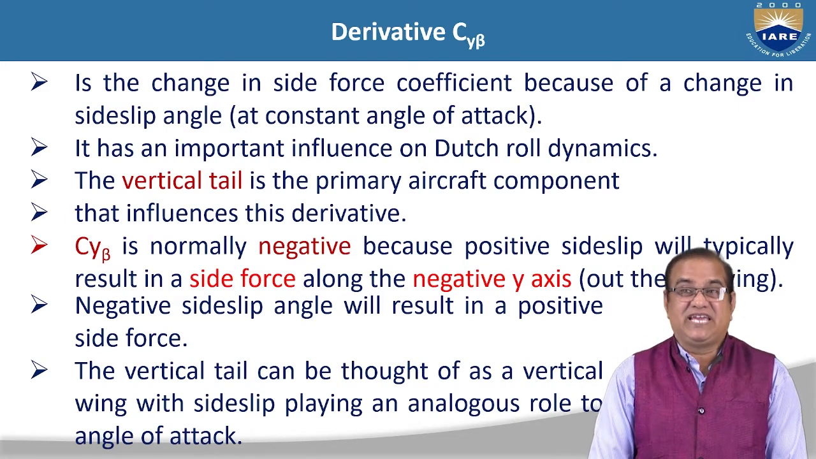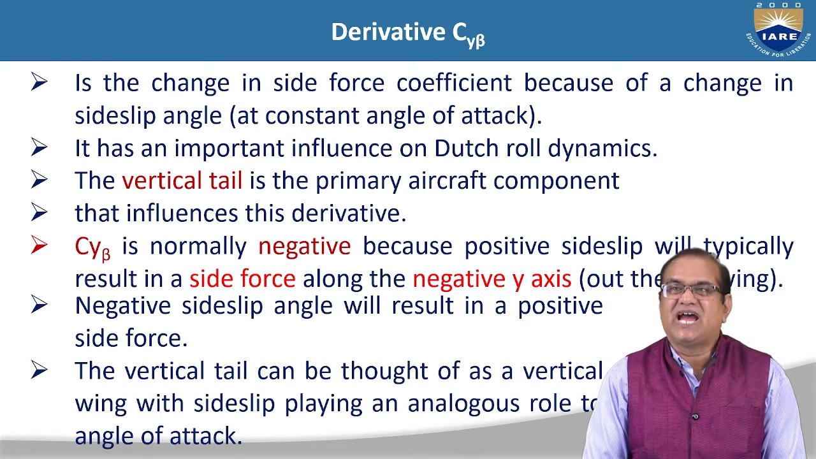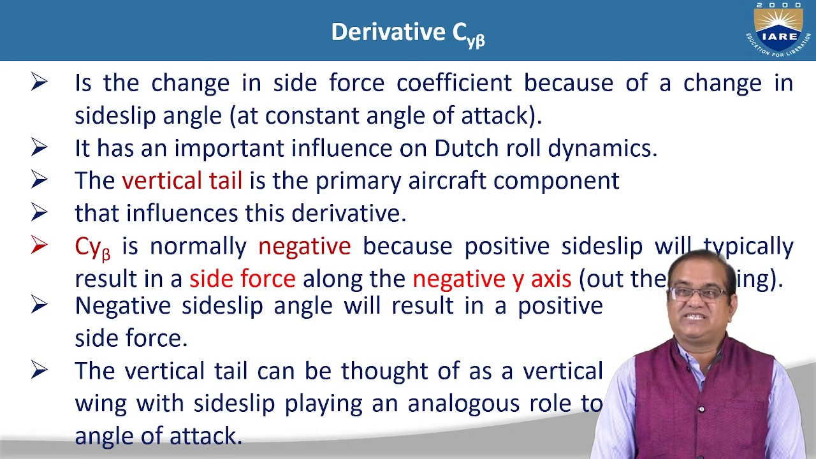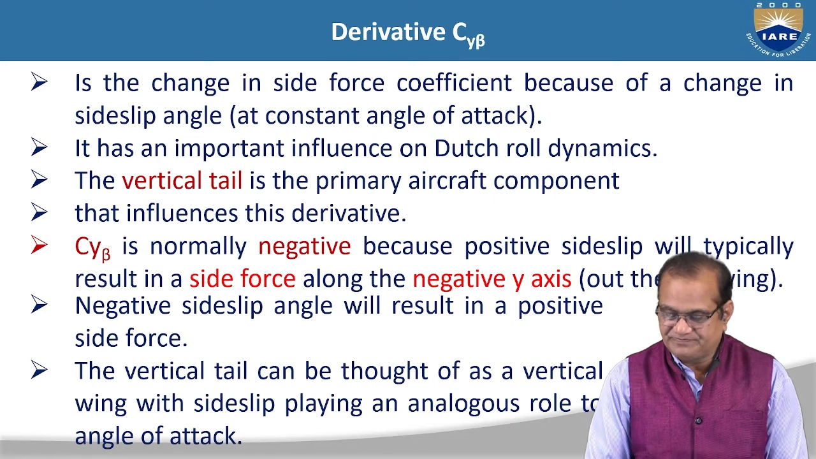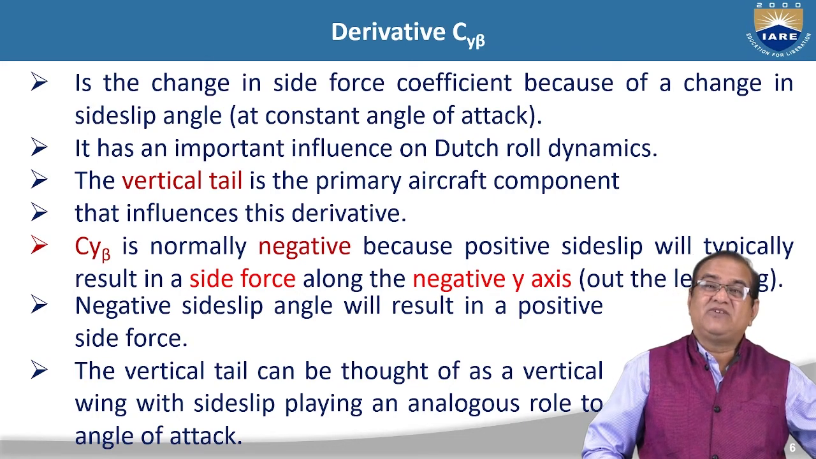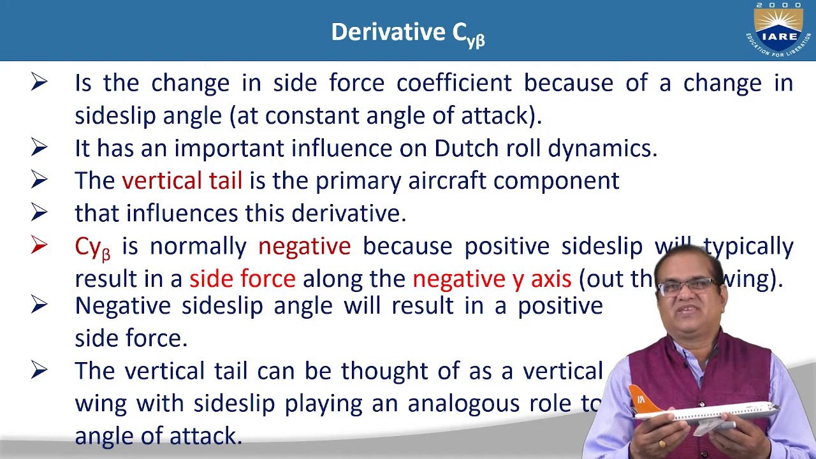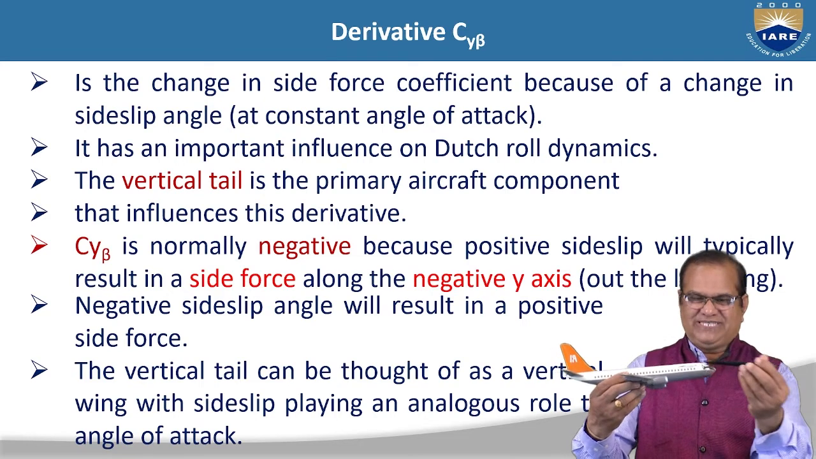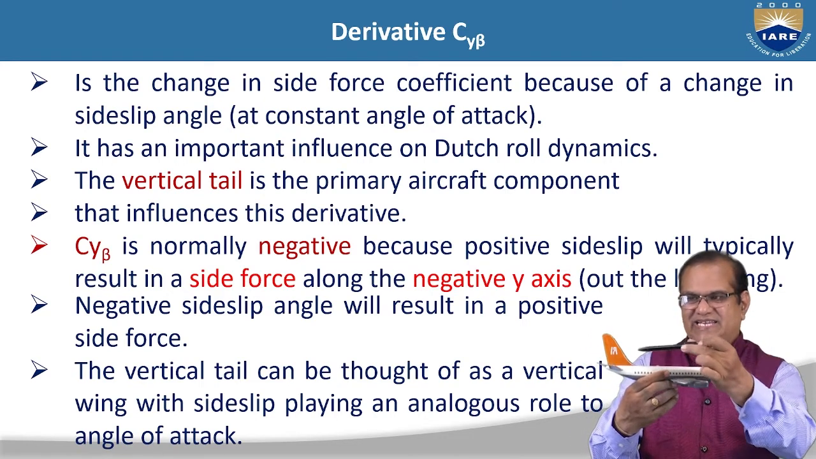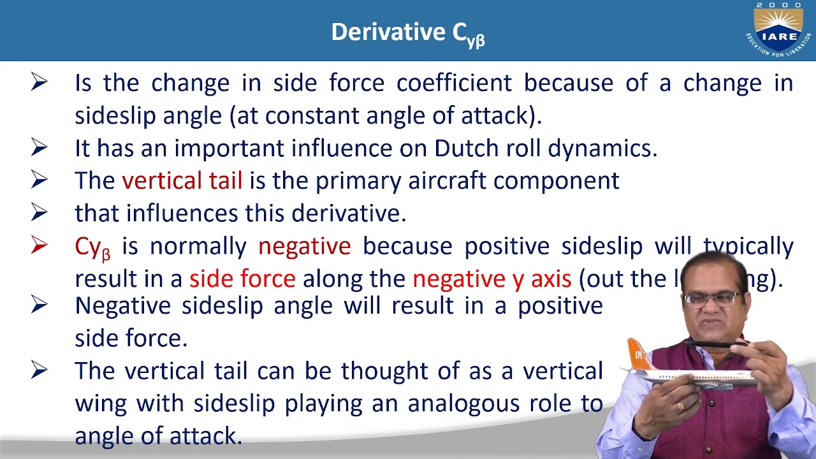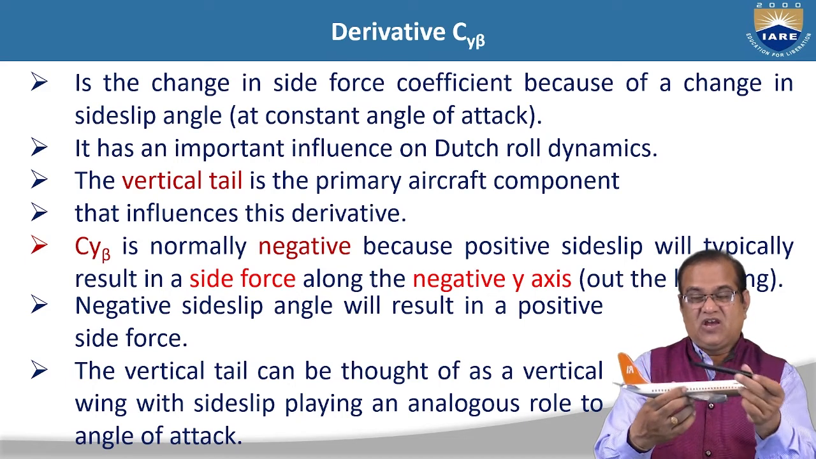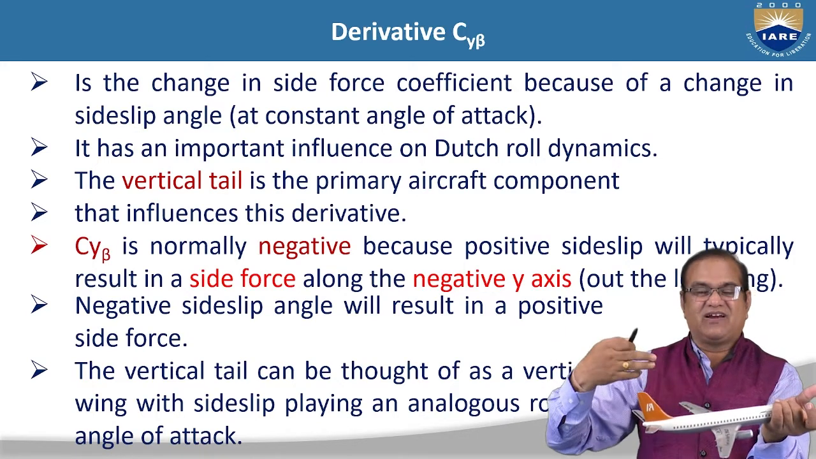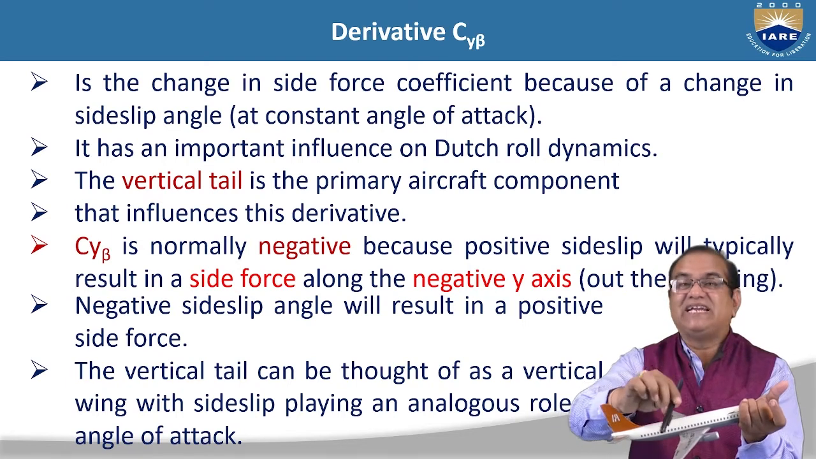Cy beta is normally negative because a positive side slip angle will typically result in a side force along the negative y axis, out the left wing. Just you can see here, I am giving: the flow is coming like this and hitting the vertical tail. This hitting will generate a force in this direction, towards the left side of the wing. So this left side is negative and the right side is positive.